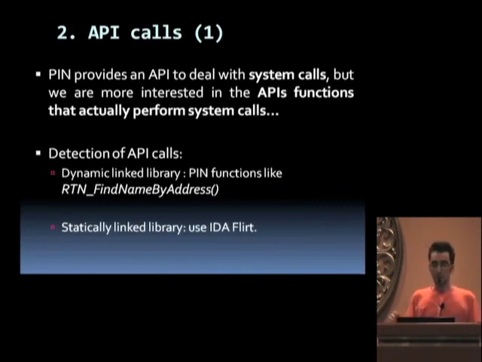So PIN provides an API to deal with system calls, but in the Windows world and for malware analysis, we only care about the high-level API functions that actually perform the system calls. So how to detect API calls?